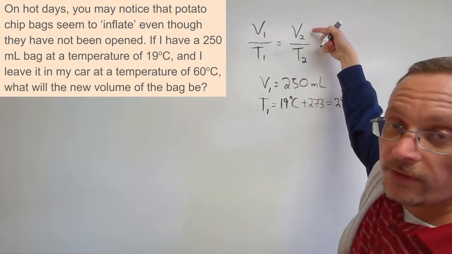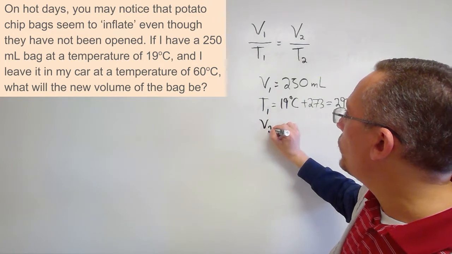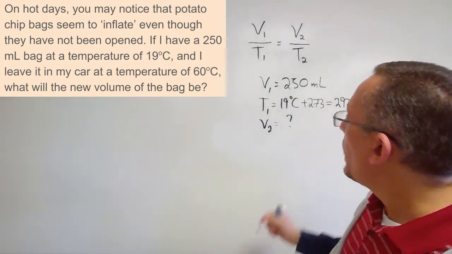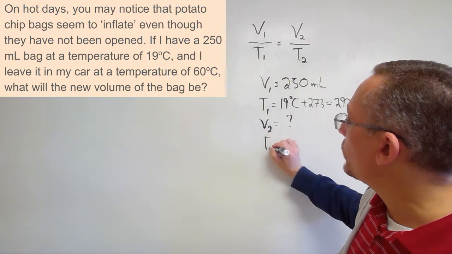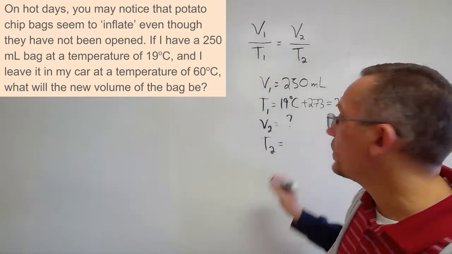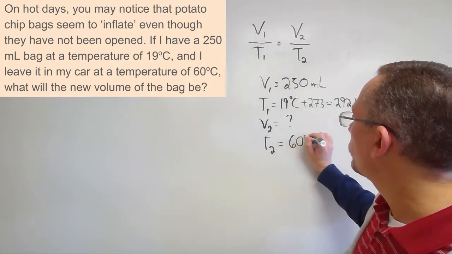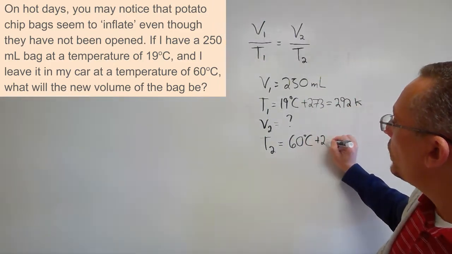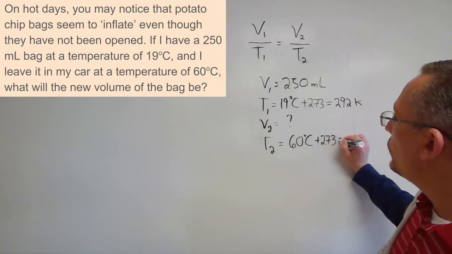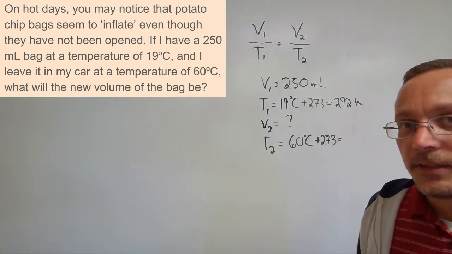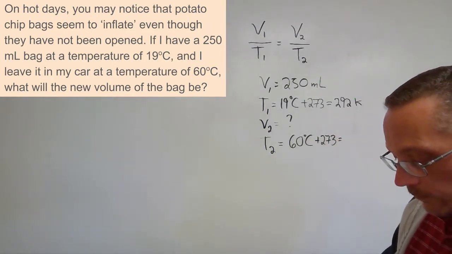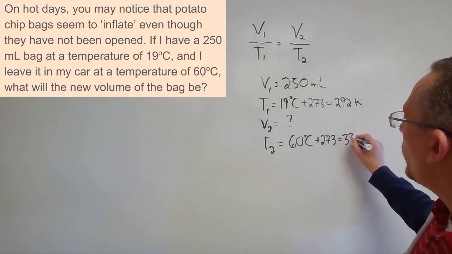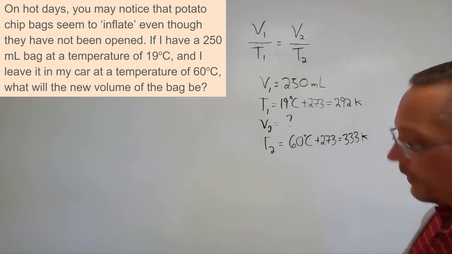Okay. Let's see, the next number I see there is another temperature. It asked me to find the other volume. I'm going to put V2 equals a little question mark there because I don't know what that is. And then T2, temperature 2, it told me was 60 degrees Celsius. And just like the other temperature, I'm going to immediately change it into kelvins. And that is 333 kelvins.